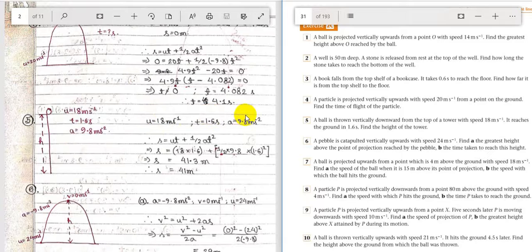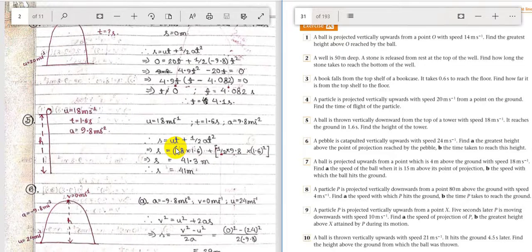So list all the information given in your question and, using the equation s equals ut plus half at squared, put in all the values in it. Using the calculator, you can find the value for h, that is 41 meters. So the ball has fallen 41 meters, or the height of the tower is 41 meters.